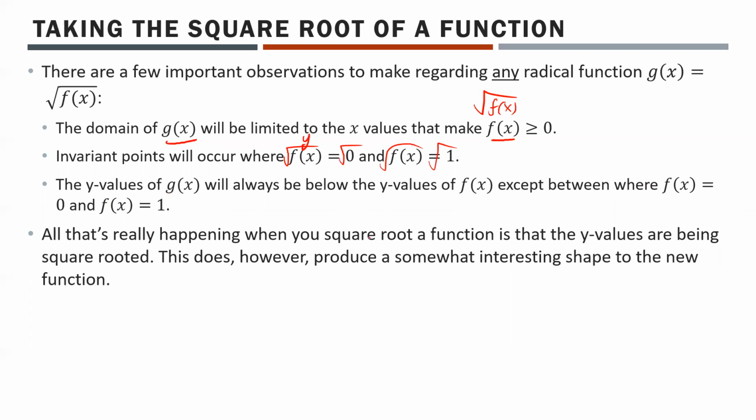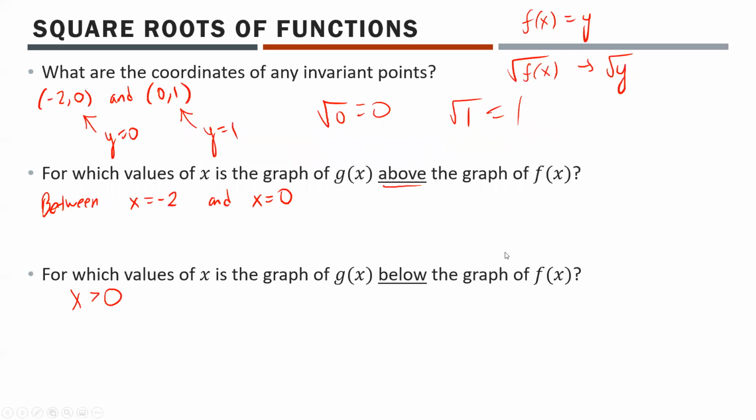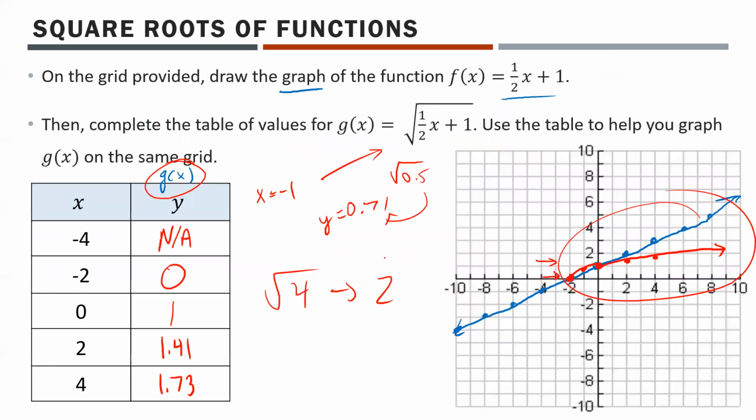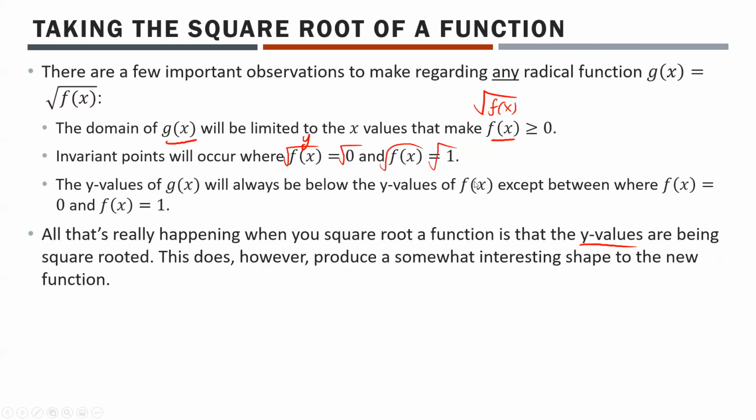So all that's really happening when you square root a function is that the y values are being square rooted. That is it. That's all we're doing. We're just square rooting our y values. Nothing else, nothing too special. This does, however, produce a somewhat interesting shape to the new function, as we saw here. We had a very boring blue linear function. When we square root it, it does something kind of interesting. It definitely sits kind of on its side there.